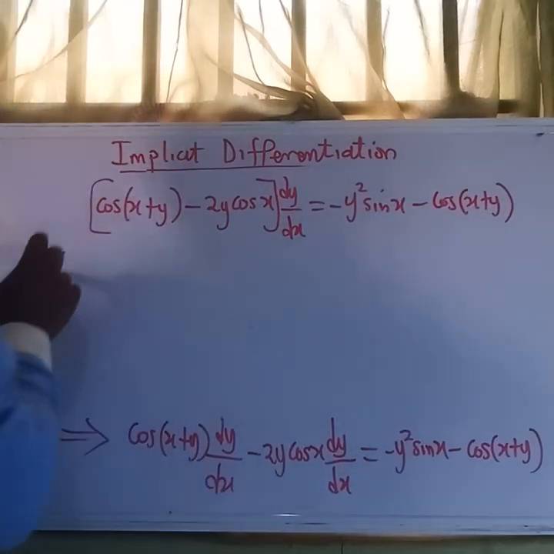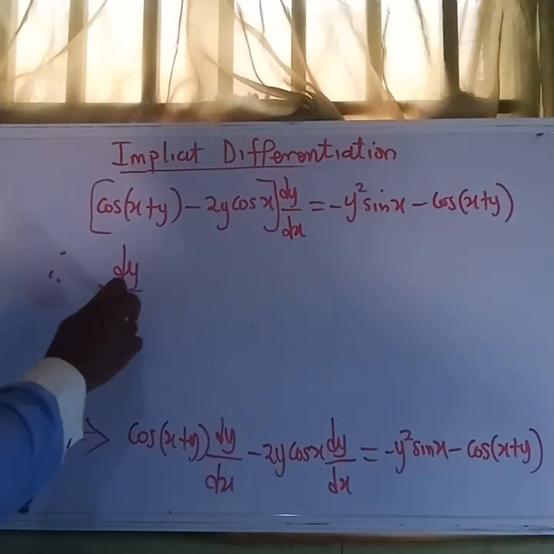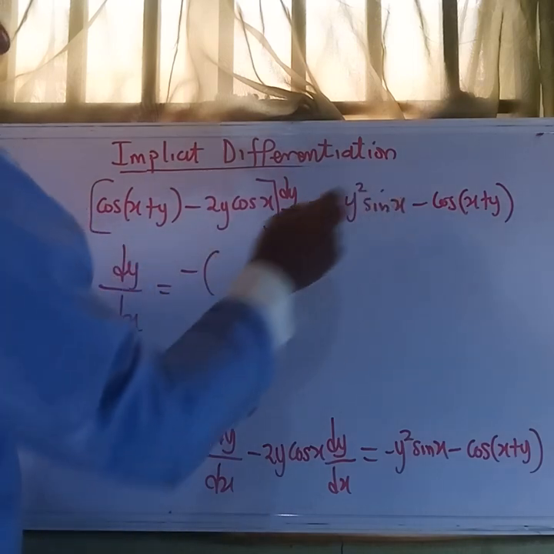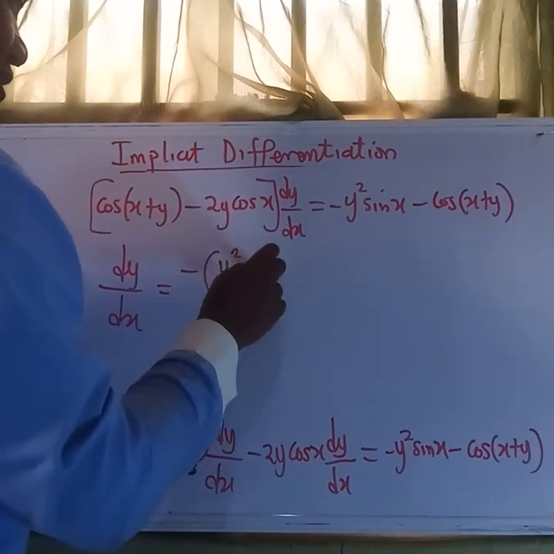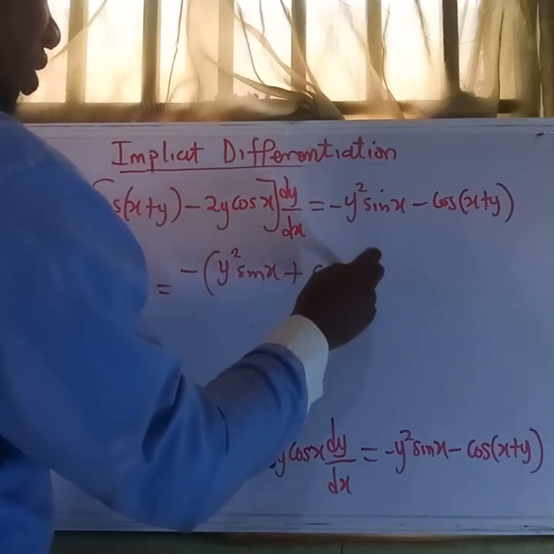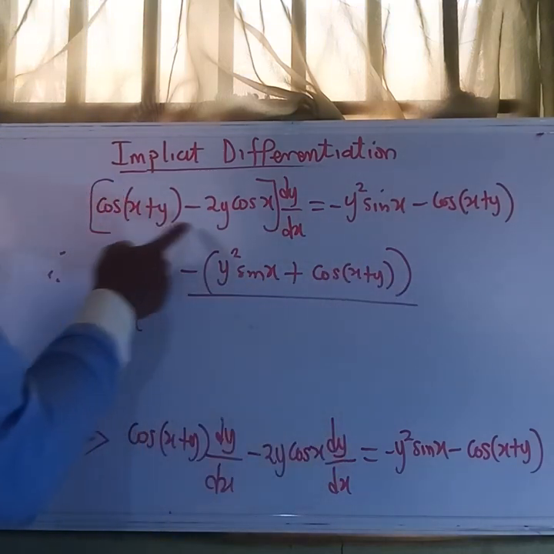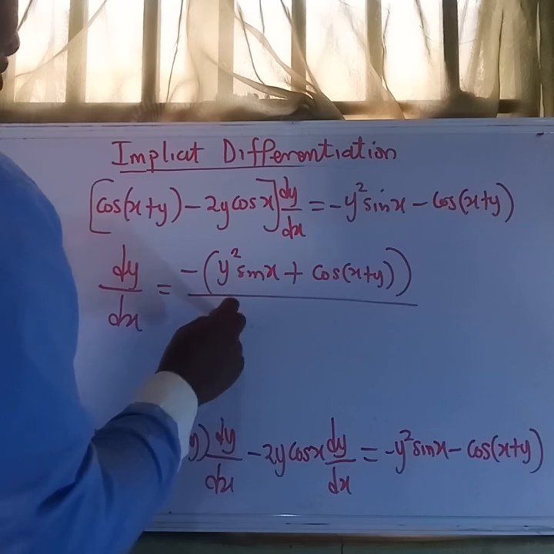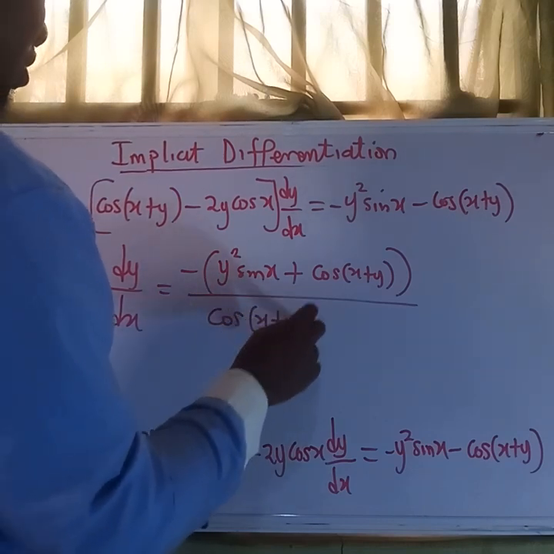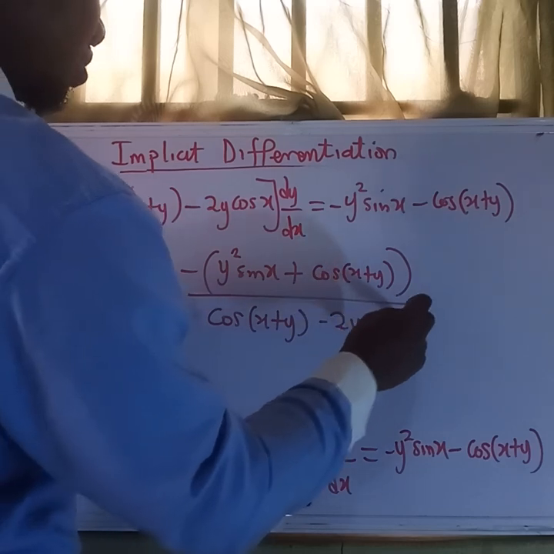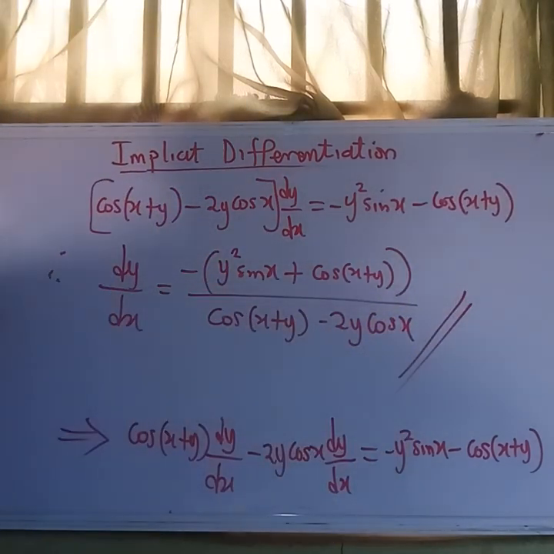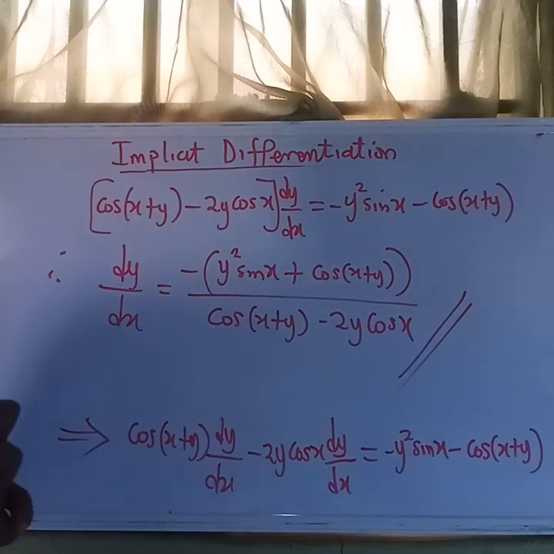So finally, dy/dx will be equal to, let's factor the negative out, negative of y squared sine x plus cos(x + y), everything over the coefficient of dy/dx, which is cos(x + y) minus 2y cos x. So here is the slope of the function we have earlier. This is how we apply differentiation under the implicit function.